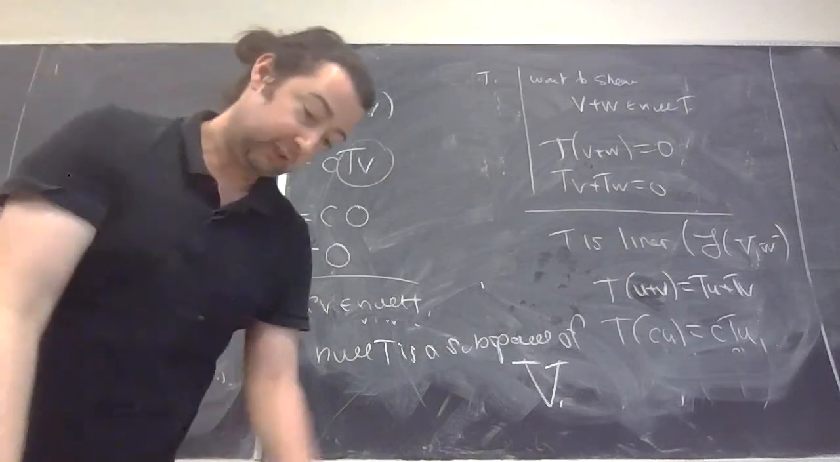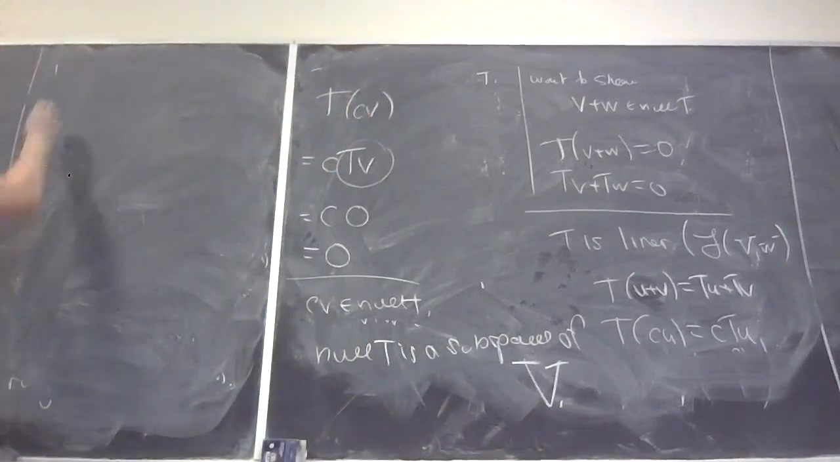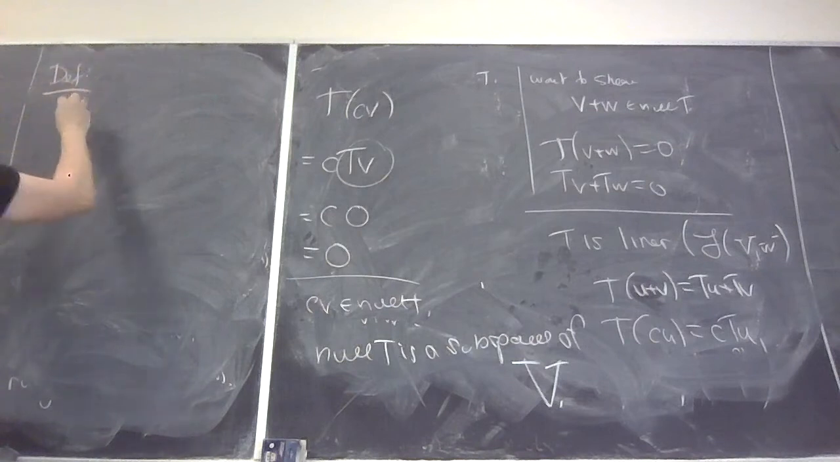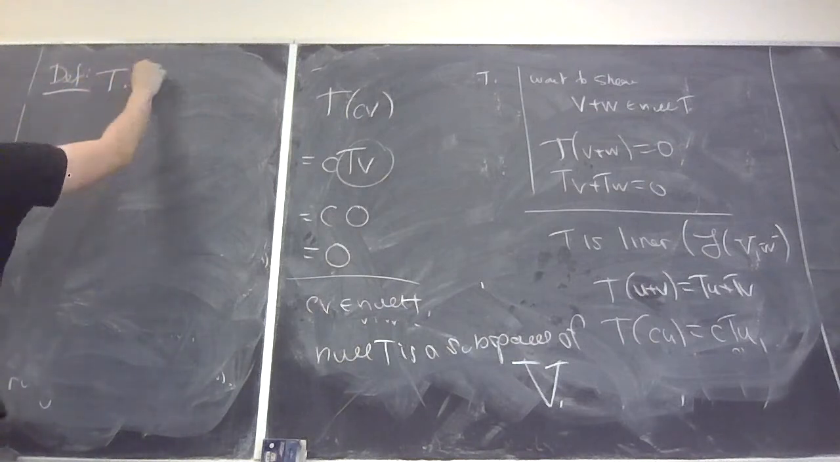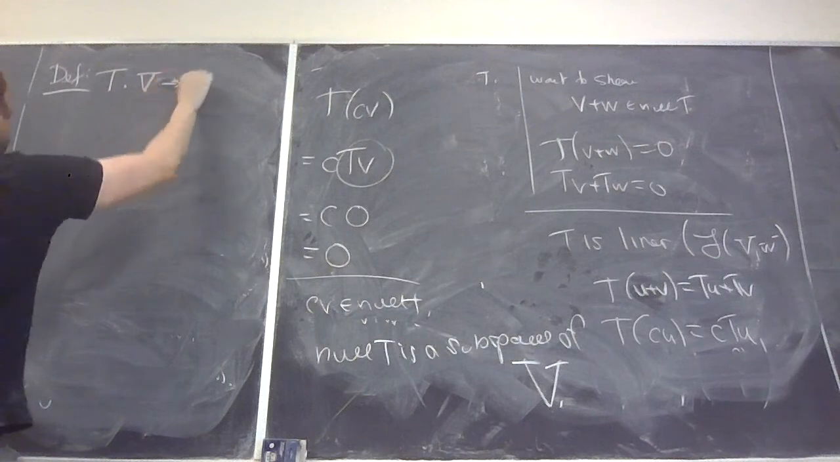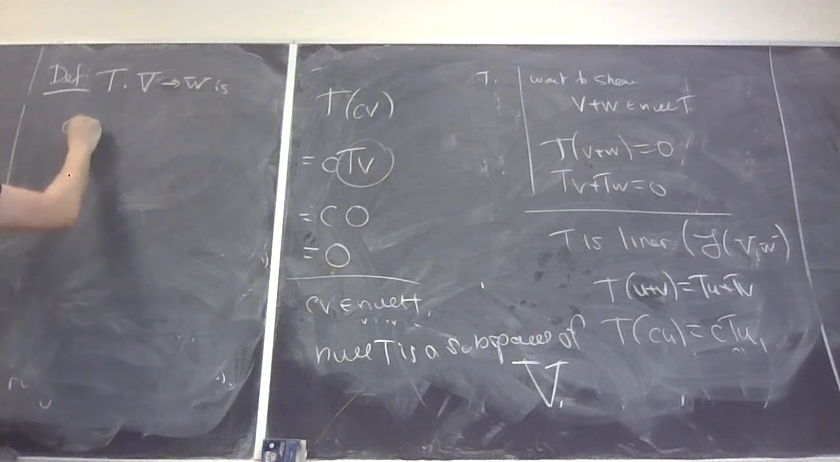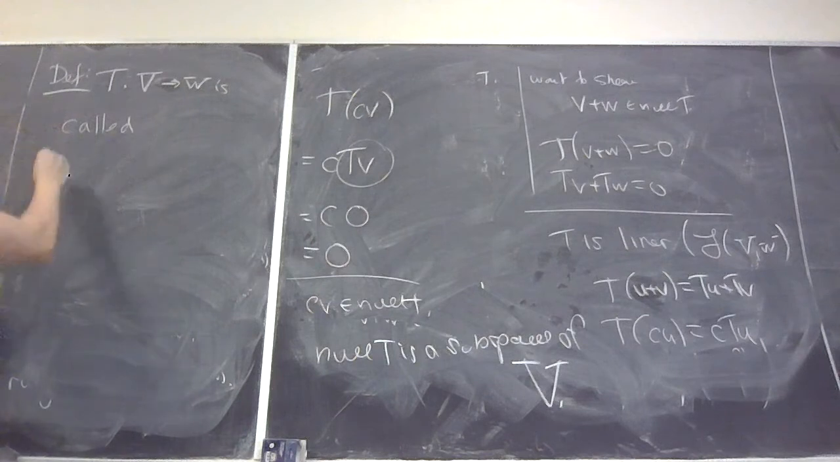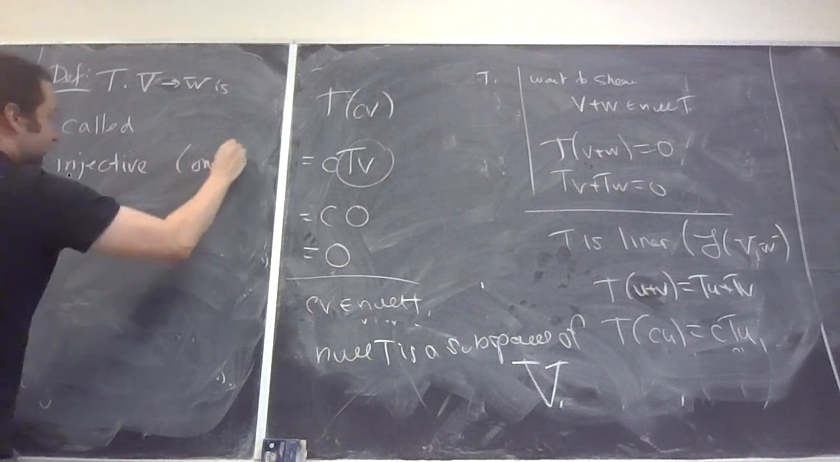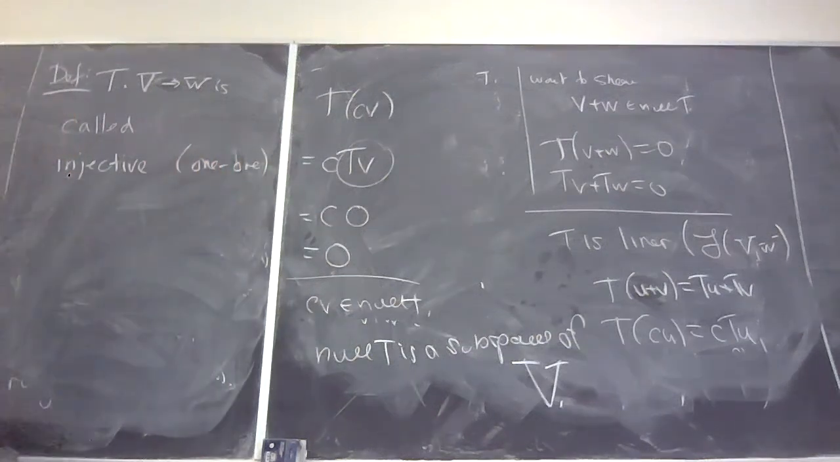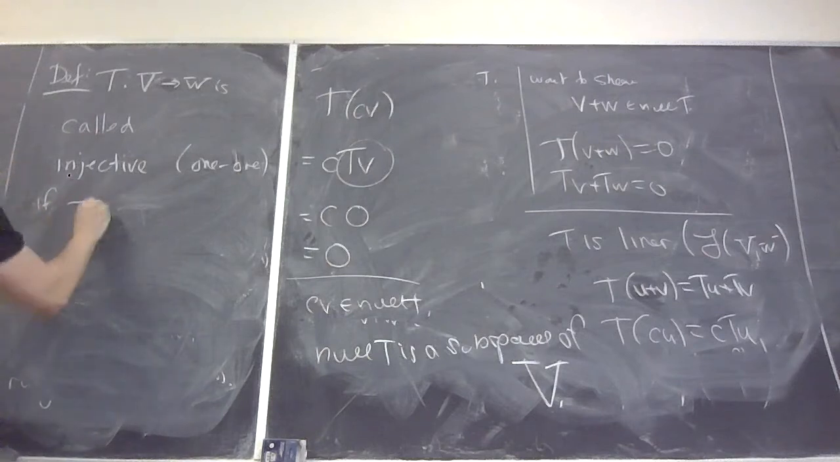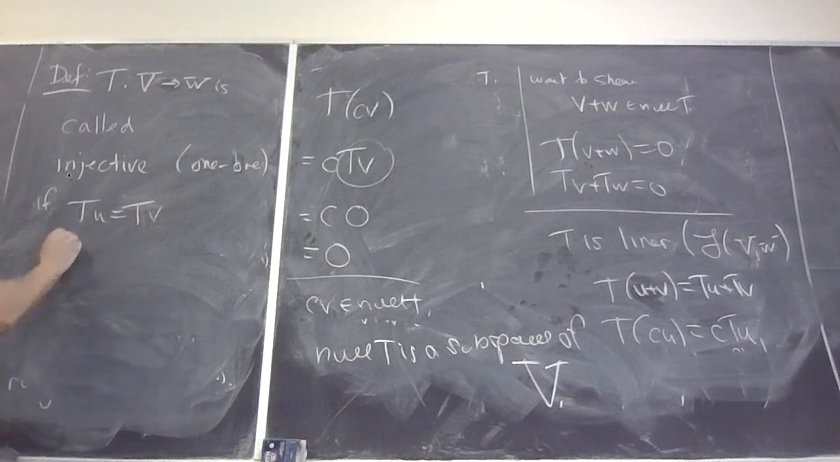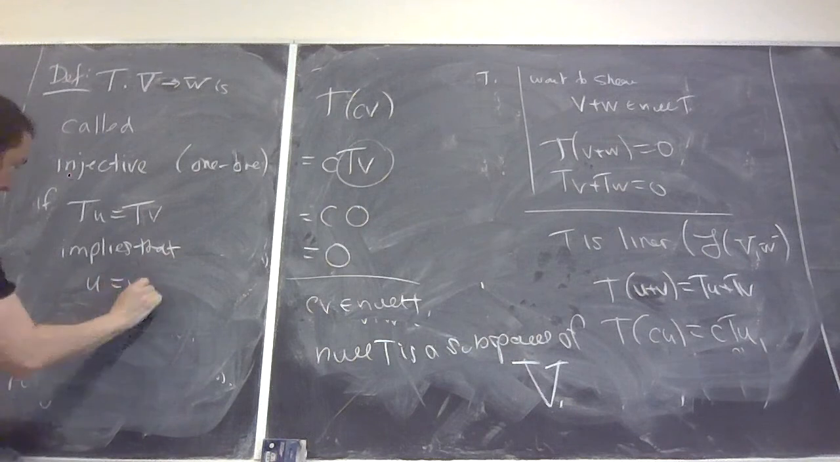Okay, now we're going to get to injectivity. All right, here's the definition. A function T that takes V to W is called injective, or one-to-one, if TU equals TV implies that U is equal to V.